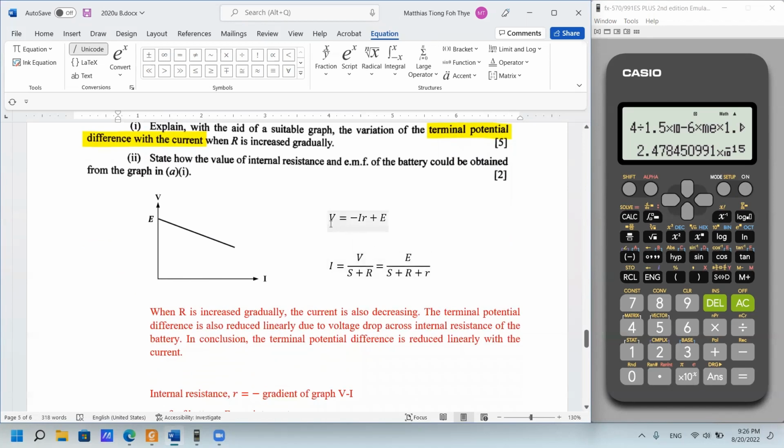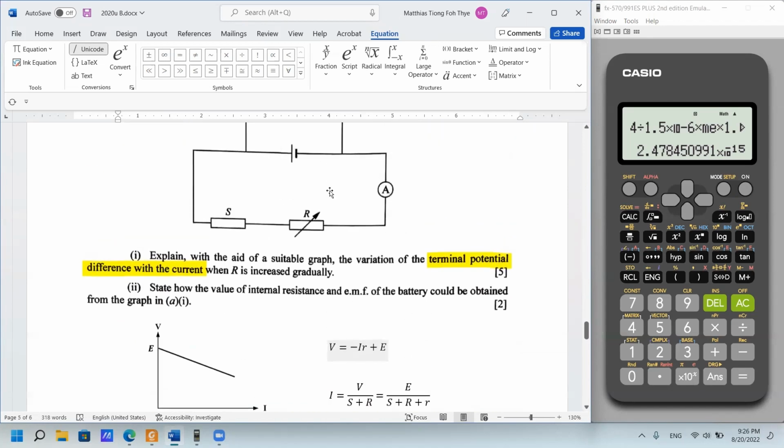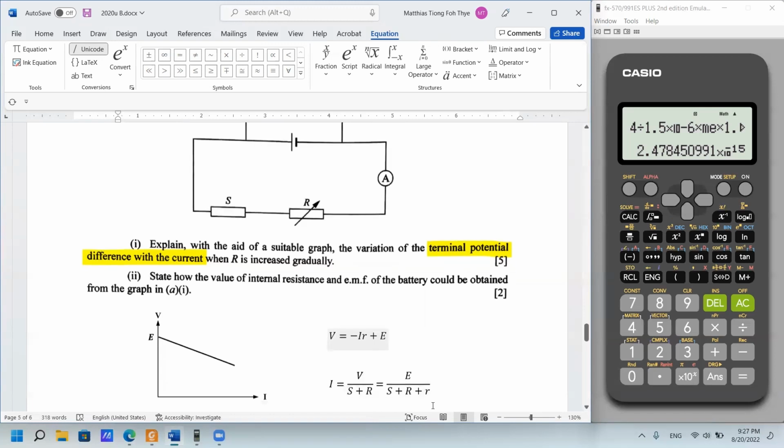So first of all, we have the formula V equal to -Ir plus E. And from the circuit above, we can identify that the current is equal to the voltage divided by r plus R, or we can also use the EMF divided by the total resistance, which includes the internal resistance.